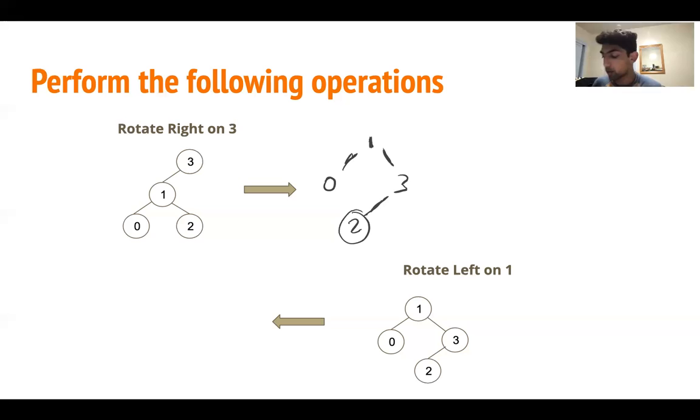So looking at this other example, when we rotate left of 1, how that's going to look is that we take 1, we rotate 1 to the left. So we see here that 3 fills the void. And what's going to happen is that 0 stays as the left child of 1. We see that 2 is going to change from the left child of 3 to the right child of 1. Okay, so those are a couple quick checks.